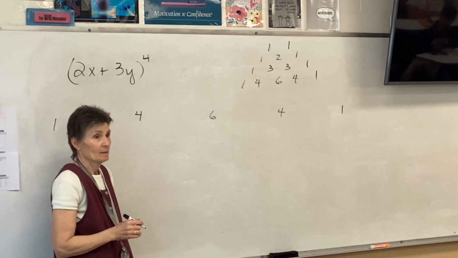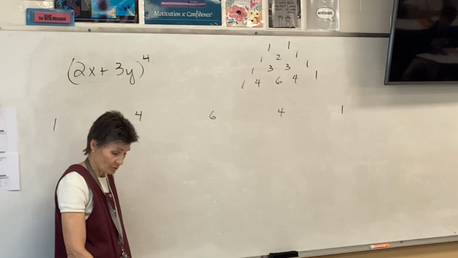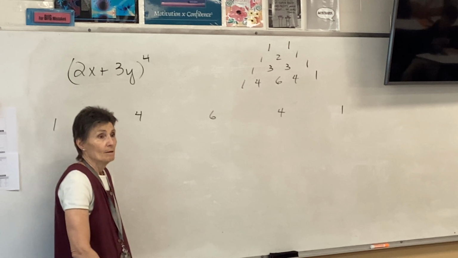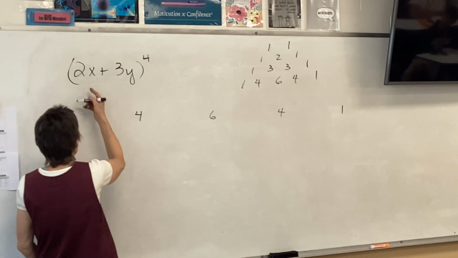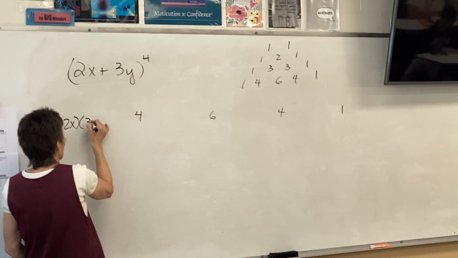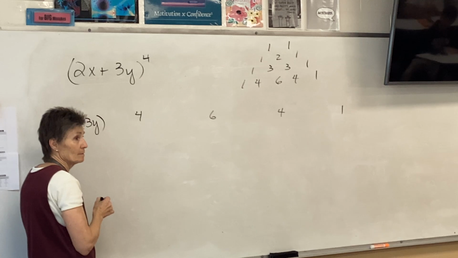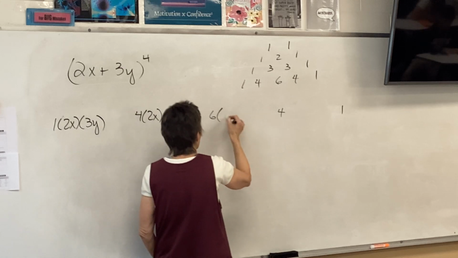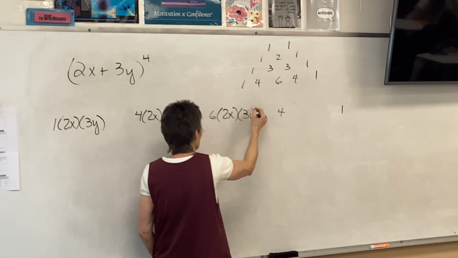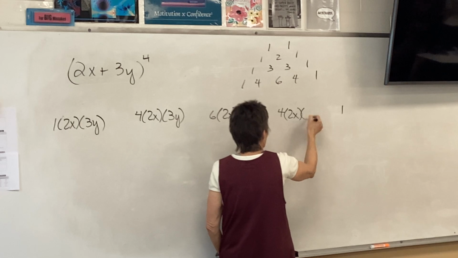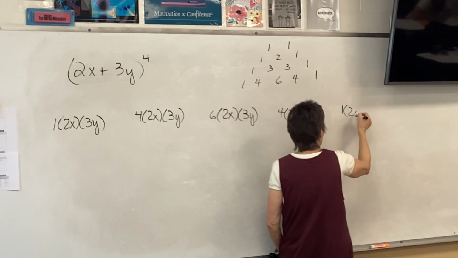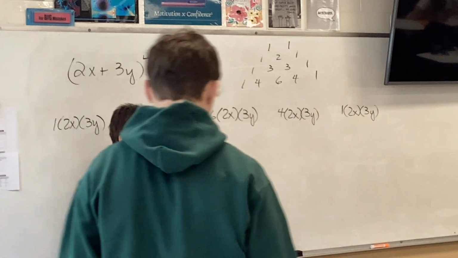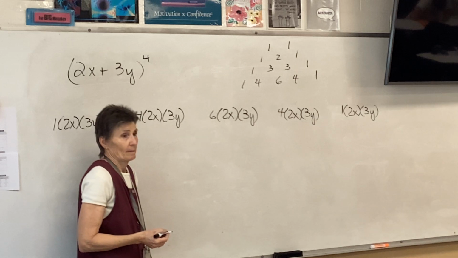Good? Now what? That's step 1. Get those numbers in place. Now what do I do? Put next to each one of these, I'm gonna put a 2x and a 3y. So 2x, 3y, put them in parentheses. I know it takes a while to write it out, but do it, you gotta do it. So that's 2x and a 3y. Now what?